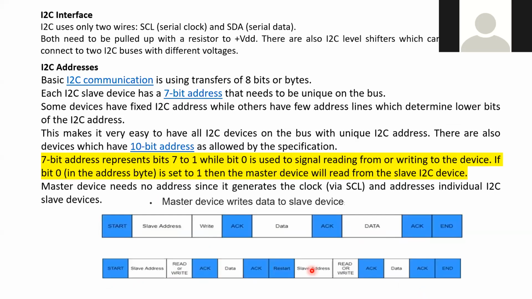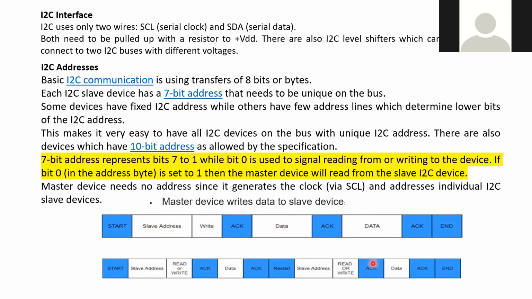Okay. And now you see that we have two kinds of communication. One is: start, slave address, write, acknowledgement, data, acknowledgement, data, acknowledgement, end. Sometimes it is: start, slave address, read or write, acknowledgement, data, acknowledgement, restart. So it will keep on going. Here we have seen one single slave address and two data. Are you clear? But here you have seen two slave addresses and a single data.